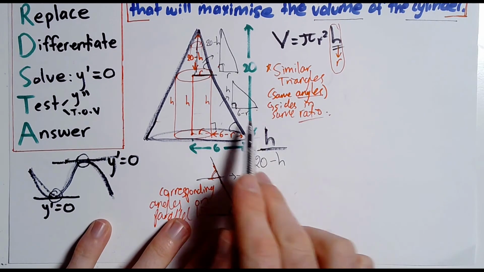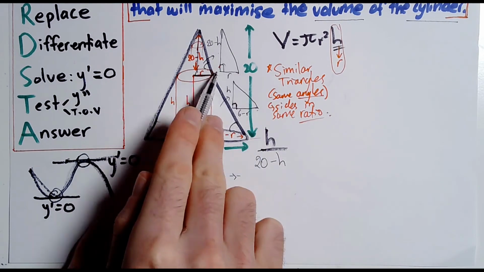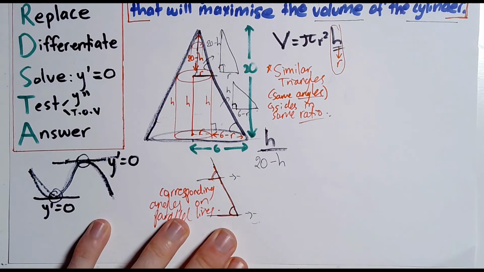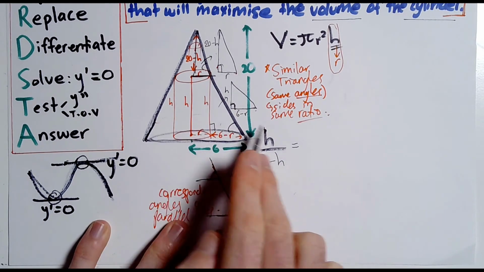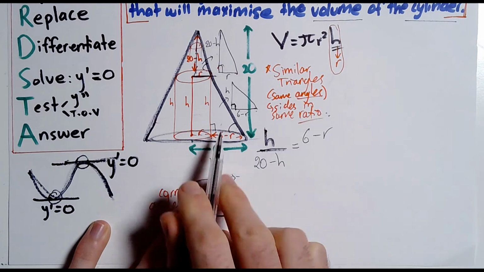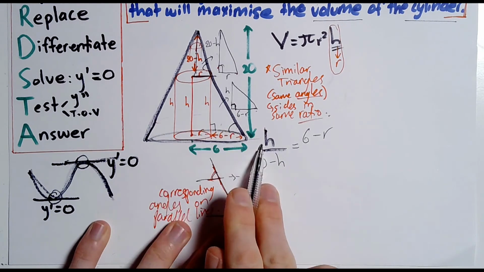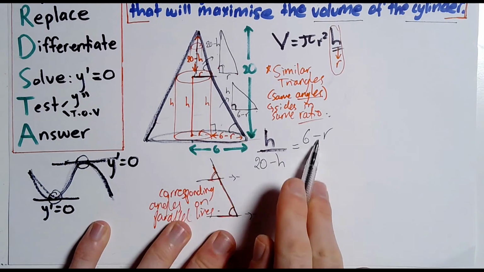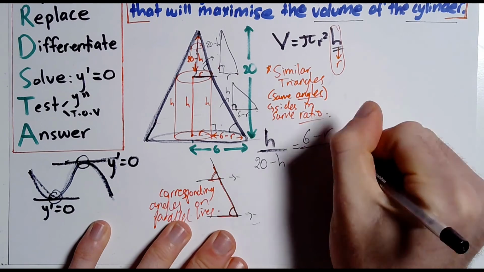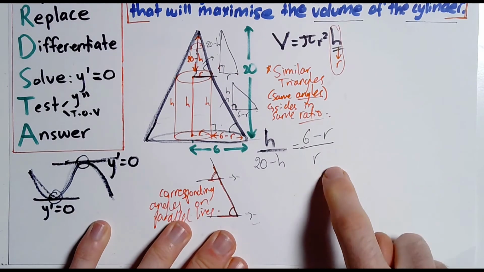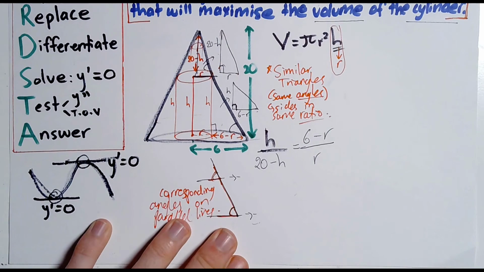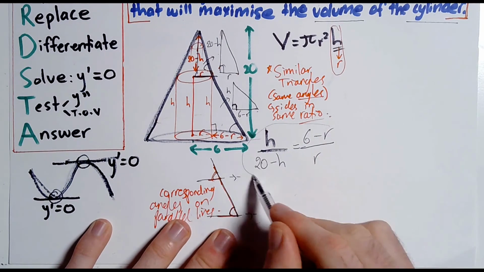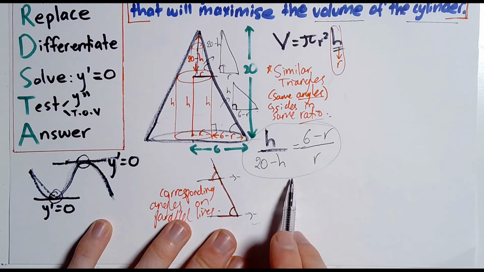So h, this left side, divided by that other left side, 20 minus h, should be the same as 6 minus r. We have to be consistent here. If you're going to start with this triangle for this one, you have to start with the same triangle for the other side. So 6 minus r divided by r. The reason we divide those two is that they're both the bottom sides. Similar triangles means that these should be in the same ratio. Now we have an equation.